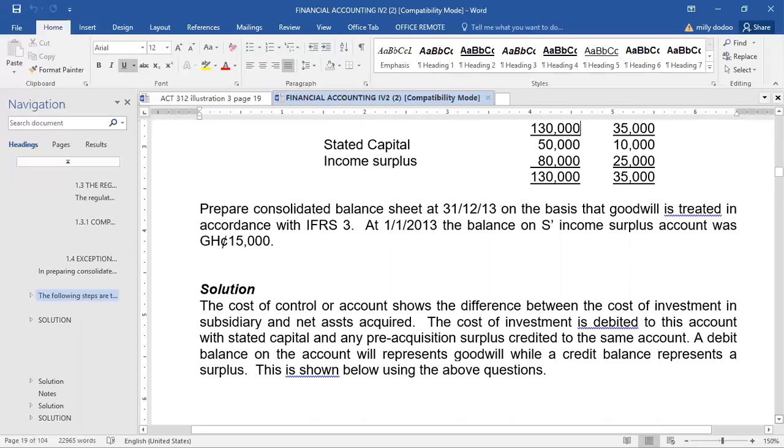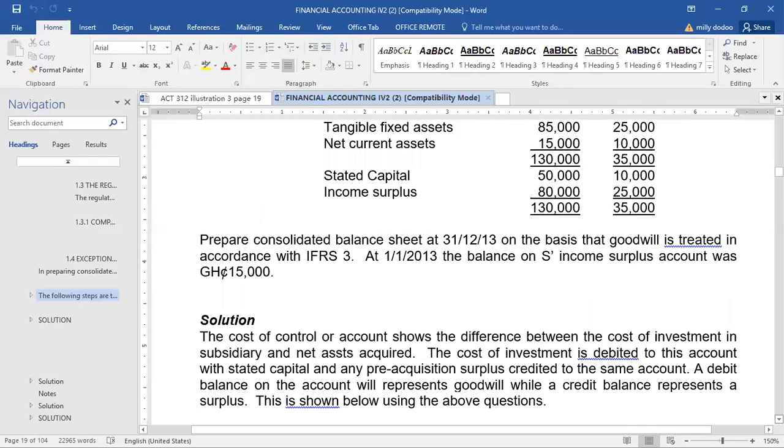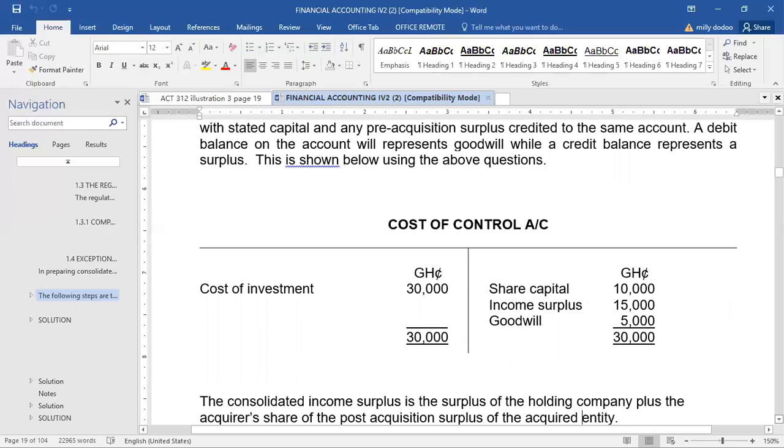Now, once they've mentioned goodwill, it is okay if I introduce you to the account that we use to determine goodwill when it comes to consolidation. They've mentioned goodwill, but they didn't give us the goodwill in the question. So it means that we have to find the goodwill. To find the goodwill, you use the account called the cost of control account. So the cost of control account is used to determine goodwill.